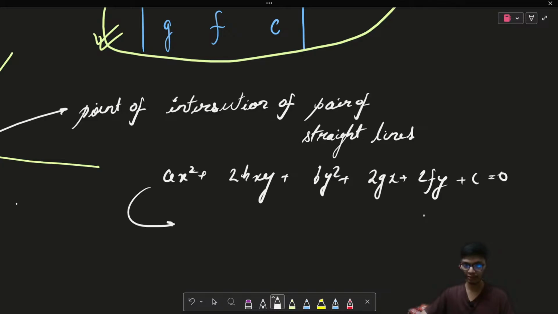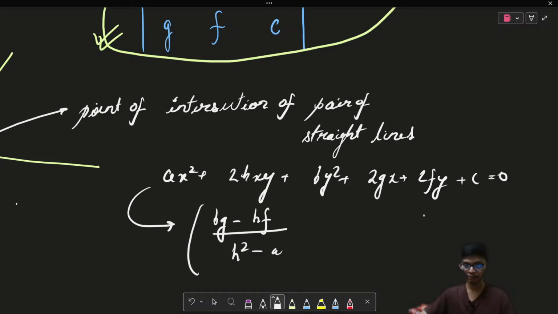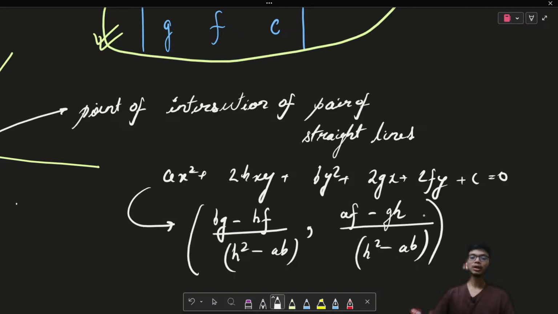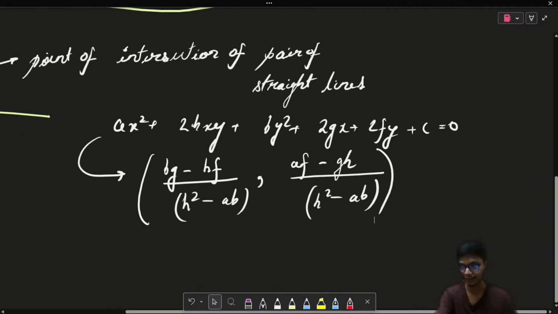Now the point of intersection of this particular curve is basically given as, so we'll try to derive this expression. You can write this expression as (bg minus hf) divided by (h square minus ab), comma, (af minus gh) divided by (h square minus ab). Okay, so this is the expression for the point of intersection of any general pair of straight lines, right? So how do we get this particular thing? It can be solved as well.